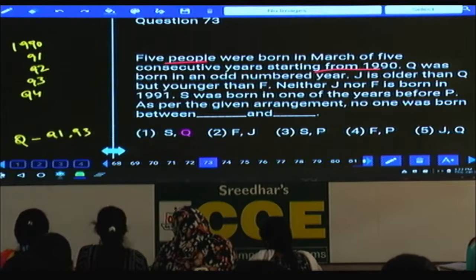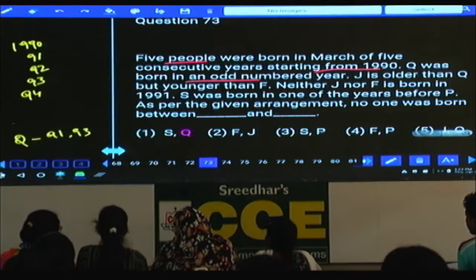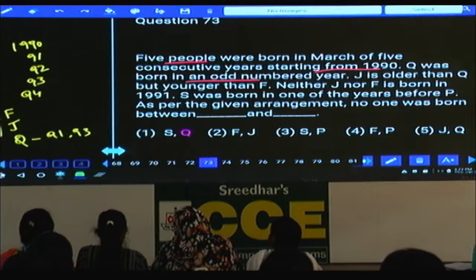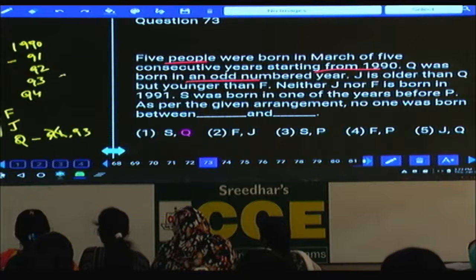Then next one, J is older than Q. J is older than Q means J must be ahead of this Q, but younger than F. J is younger than F. Hence, before this Q, there must be at least 2 people. Then can we have Q in the 91? No. If Q was born in 91, before this Q, there must be at least 2 people, which is not possible. Hence, when must this Q be born? Q must be born in the year of 93.